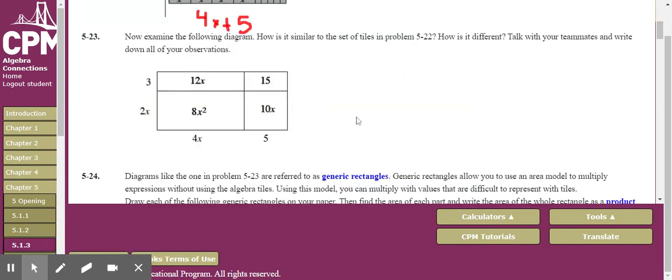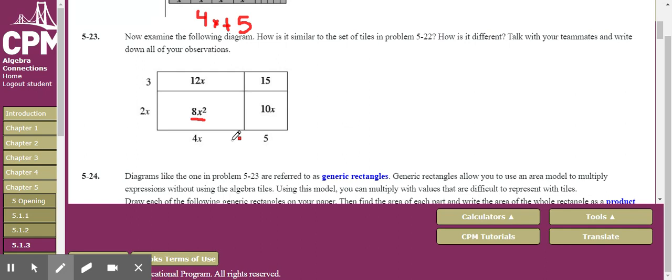And when we're ready to move on from the algebra tiles, instead of having to build the whole expression with tiles, I can simply write 4x on the outside of a generic rectangle. And if I want to multiply 2x times 4x, I would write 2x as the width, 4x as the length. When I multiply those together, I get 8x squared.